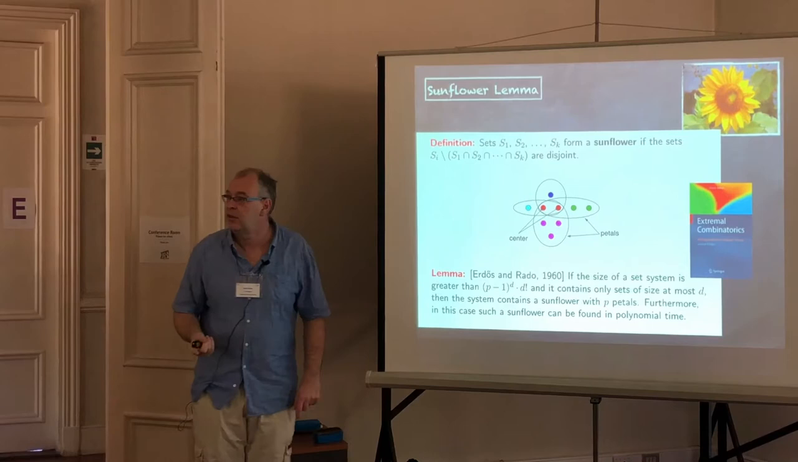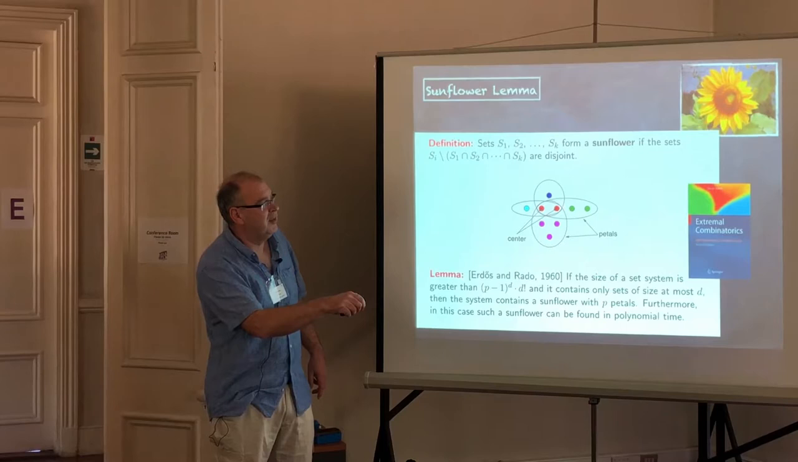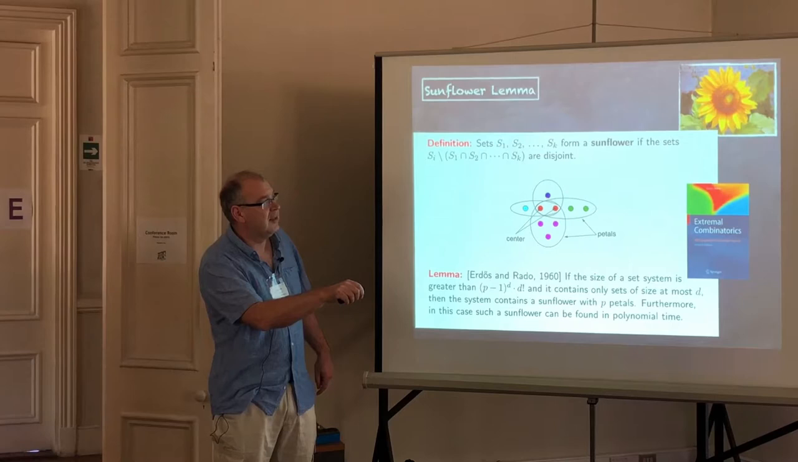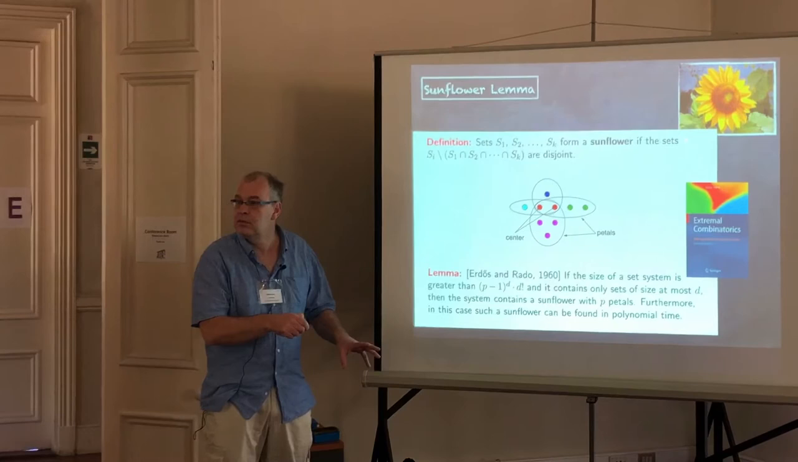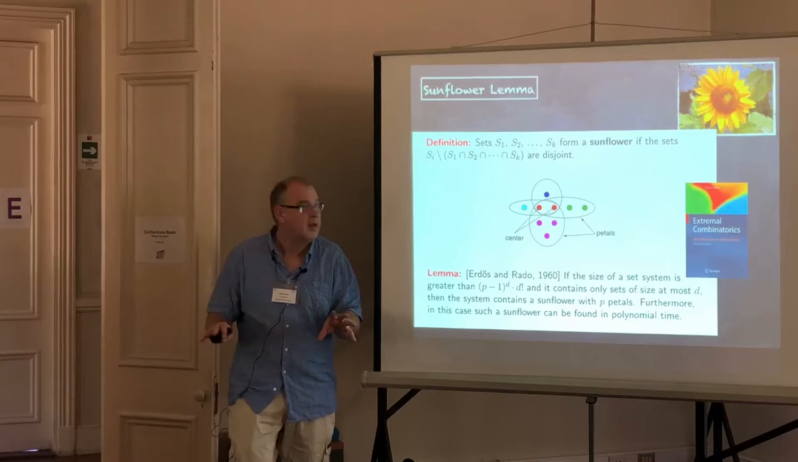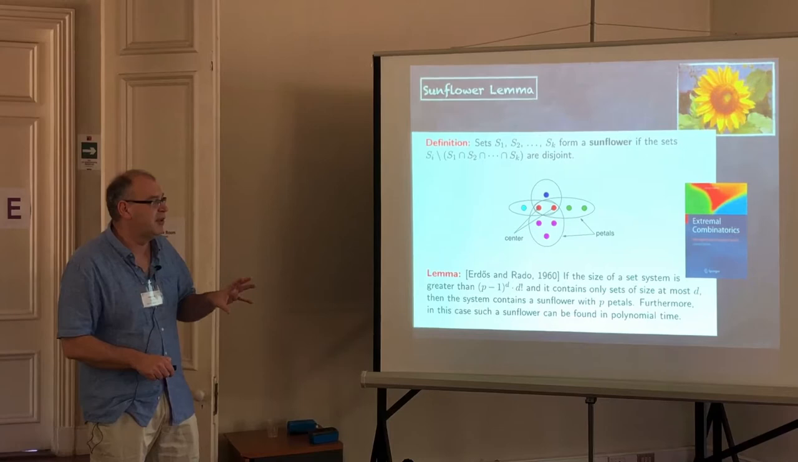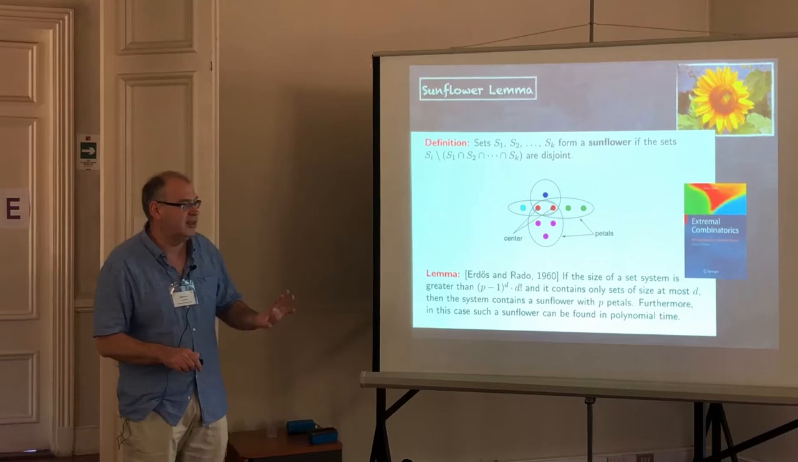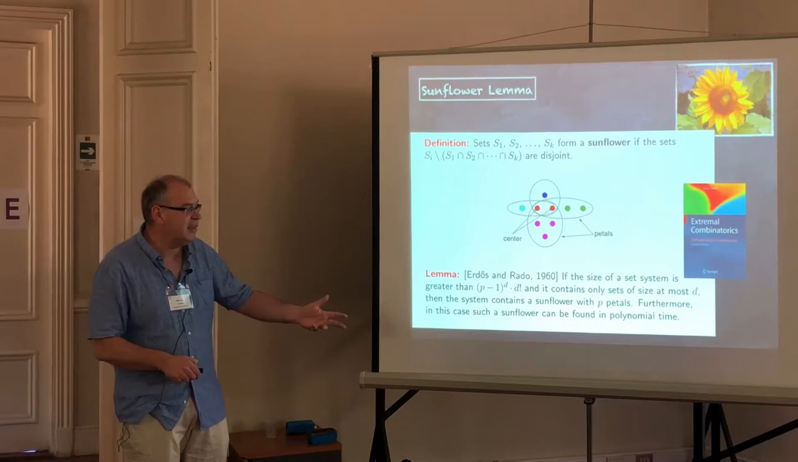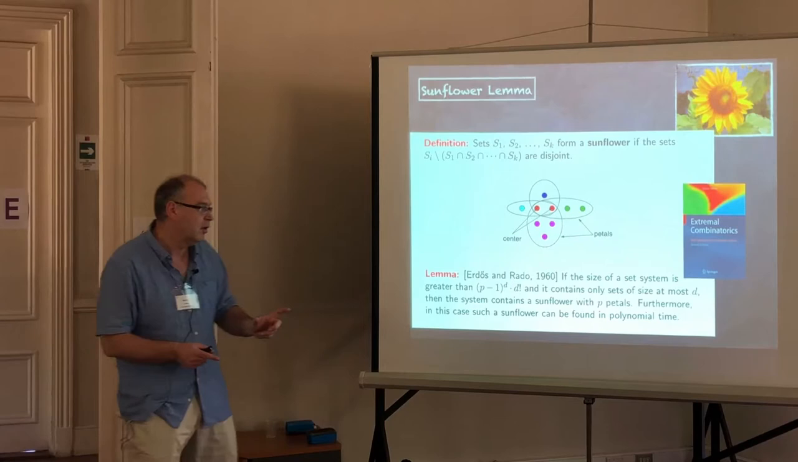In this example, I have four sets and they have a common intersection. This is called the center of the flower. All the other parts are completely disjoint, and they are called petals. The concept is clear, and it really looks like a sunflower. Now, what Erdős and Rado proved is that if the size of a set system is greater than (p minus 1) to the power d times d!, and it contains only sets of size at most d, so if I have an instance of d-Hitting Set, then the system contains a sunflower with p petals. Furthermore, such a sunflower can be found in polynomial time.